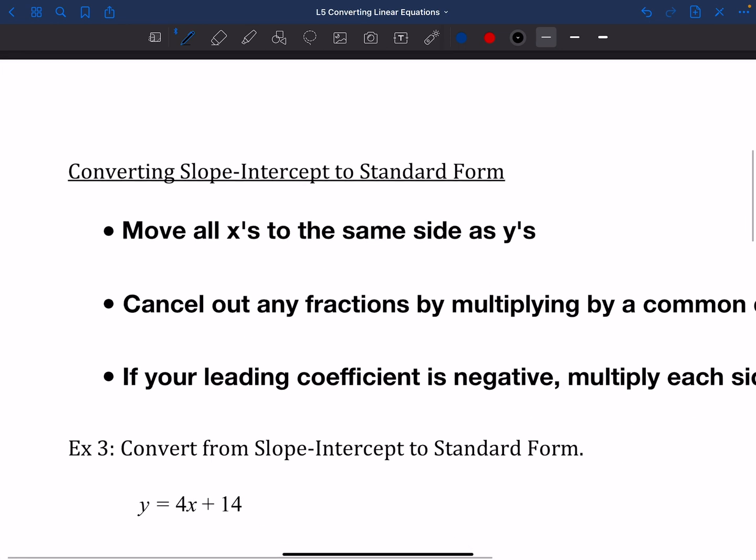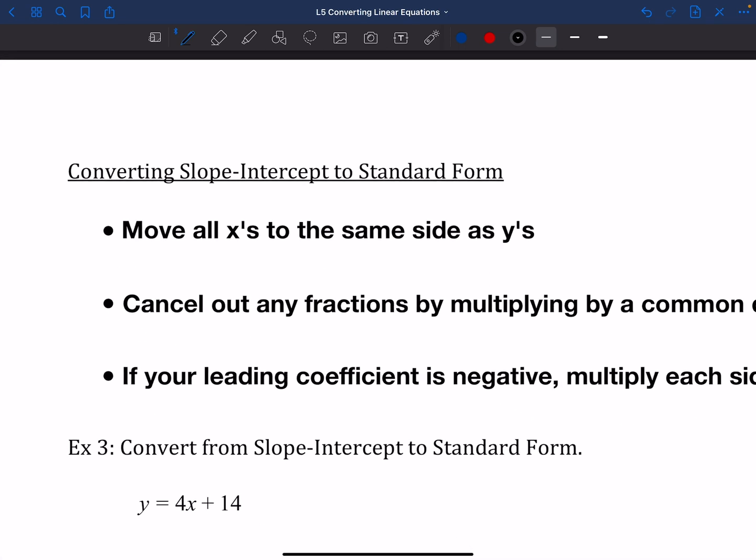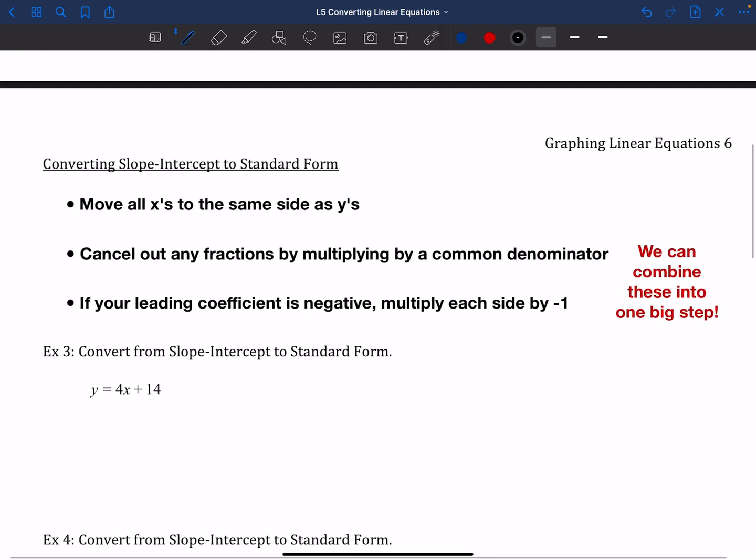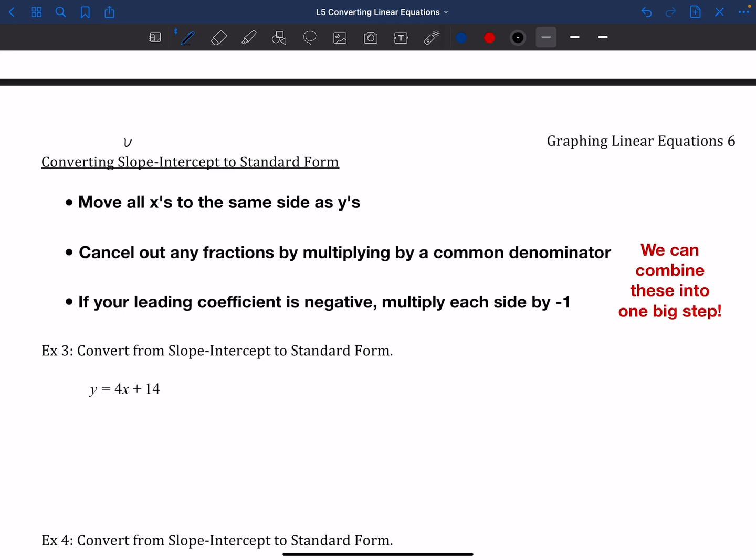So next thing we're going to talk about is how to convert, oops, I should probably zoom out so you can see the whole thing. Converting slope-intercept form, right? So y equals mx plus b, and turning that into standard form, which is our ax plus by equals c. Right? So our very first step is that we want to move all of our x's to be on the same side as the y's.